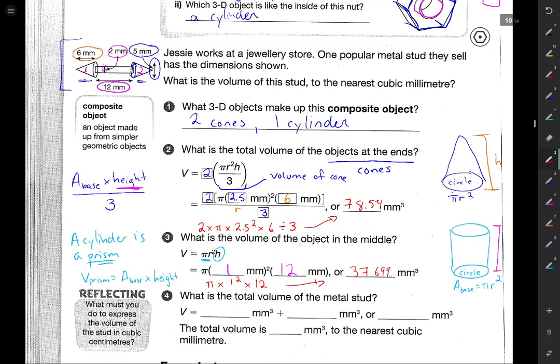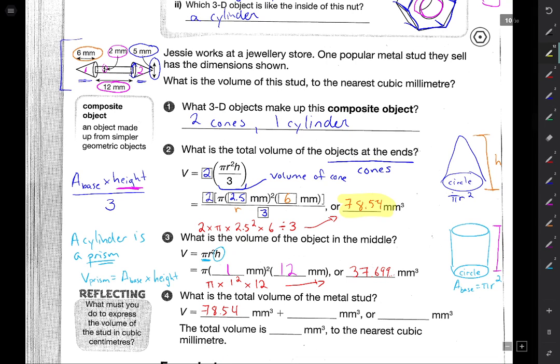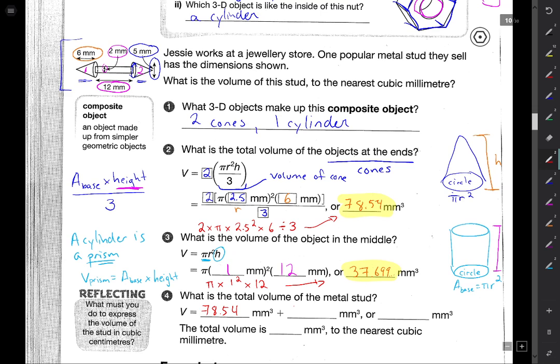So finally, we have to find the total volume of this metal stud. We're going to add together all the volumes we have. For the first one, we're going to put the volume of the cones we got, which is 78.54 millimeters cubed, plus the volume of that cylinder we got, which is 37.699.